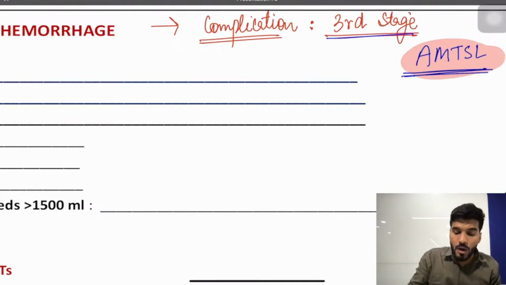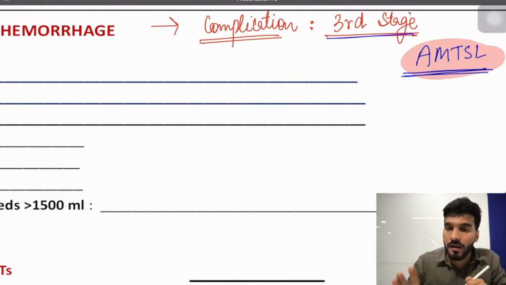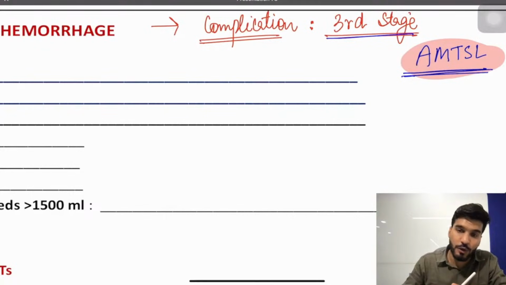If the question is, which of the following is the best method to prevent postpartum hemorrhage, always remember your answer should be AMTSL. Okay? What is the best method to prevent postpartum hemorrhage? It's AMTSL, active management of the third stage of labor. Now this complication is happening, the patient is bleeding. Now, how do you define postpartum hemorrhage?